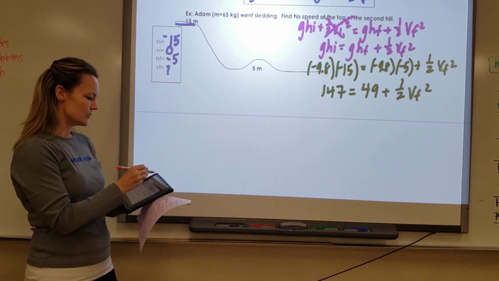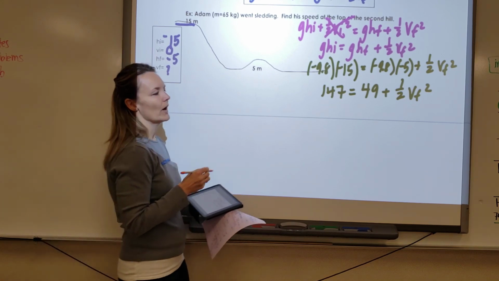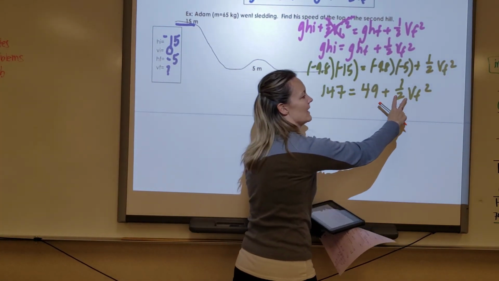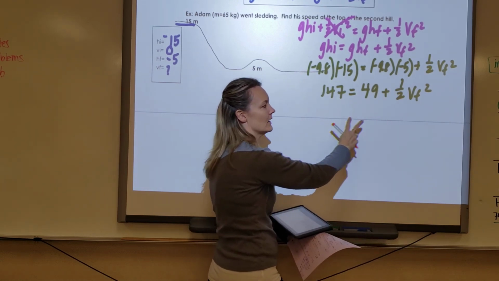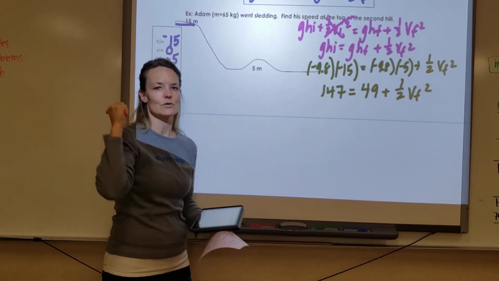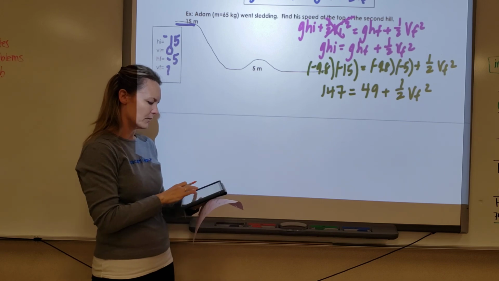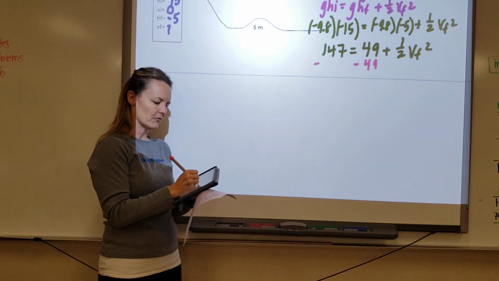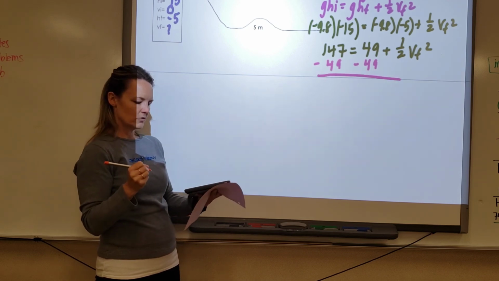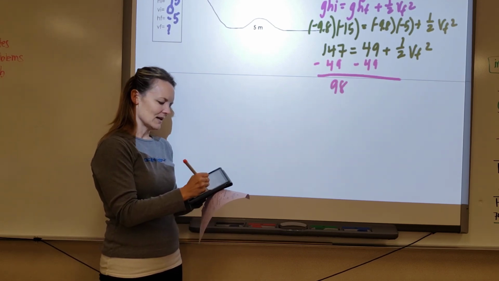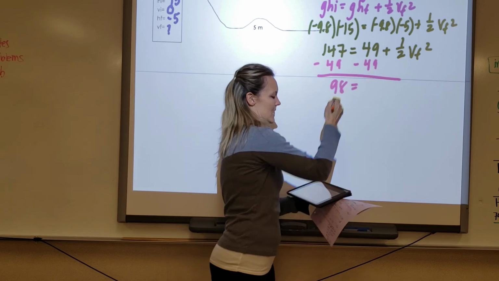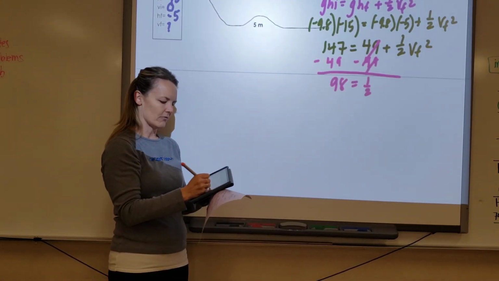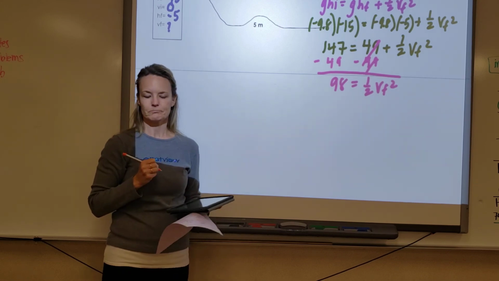Okay, in order to do the math on this, you have to first subtract, then divide, then square root. So it's kind of 3 steps along the way. So the first thing I'm going to do, I'm going to subtract 49 from both sides. When I do that, I get 98. And over on this other side, this cancels. So on the right side, all I have left is 1/2 VF squared.